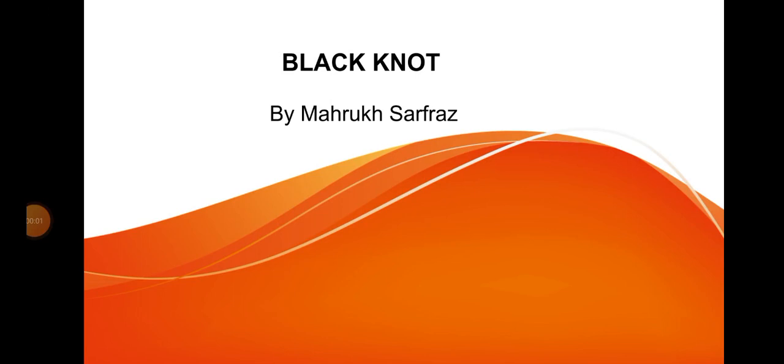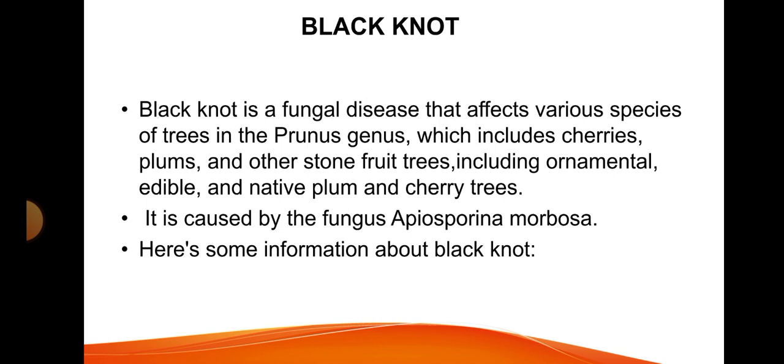Previous biotechnology. Today, the topic of my presentation is black knot. Black knot is a fungal disease that affects various species of trees in the Prunus genus, which includes cherries, plums, and other stone fruit trees, including ornamental, edible, and native plum and cherry trees. It is caused by the fungus Apiosporina morbosa. Here's some information about black knot.